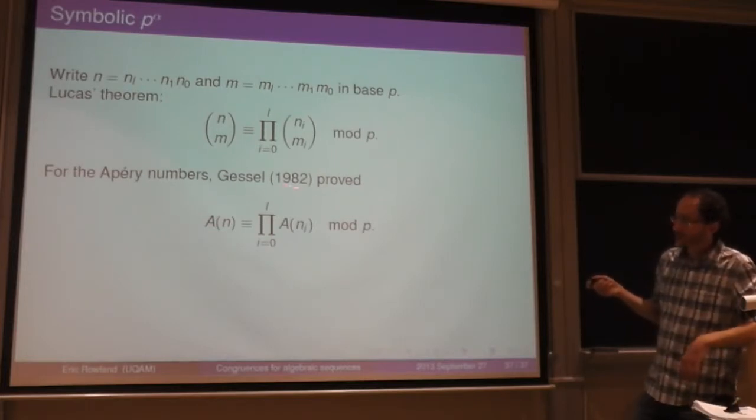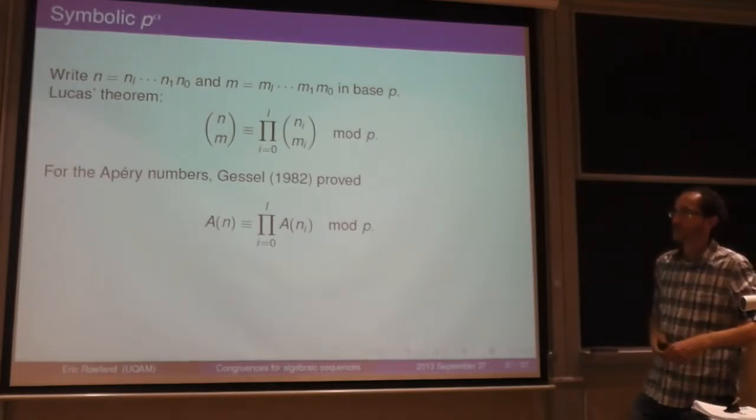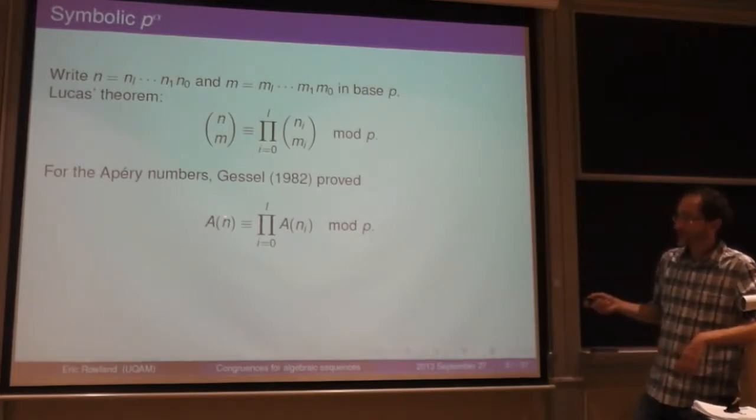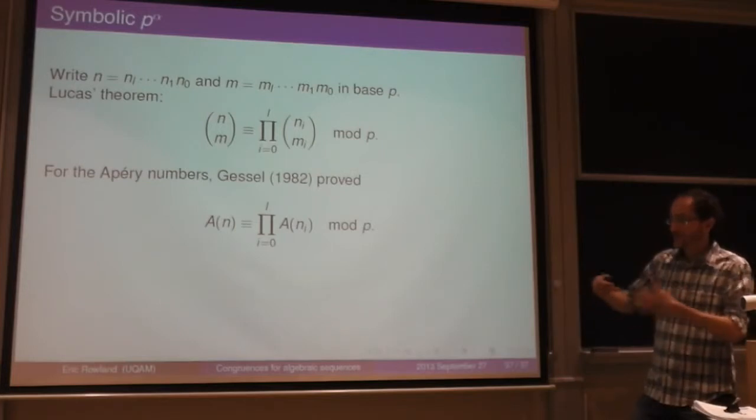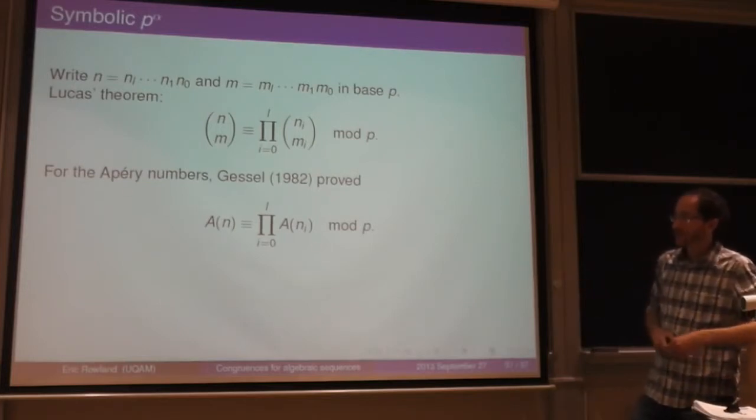And Gessel, in the same paper that I mentioned earlier, proved that a similar sort of thing works for the Apéry numbers. So to compute the nth Apéry number mod p, all you need to know is the first p minus one Apéry numbers mod p, and you just take products of the Apéry numbers corresponding to those digits.